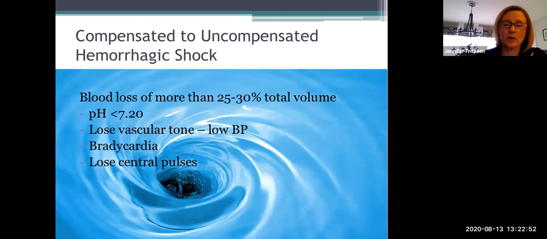Now, when compensated shock moves to uncompensated shock, what is really happening is we've had blood loss of more than 25 to 30% of our total blood volume. When we lose this much blood, your pH is going to go below 7.20. And anytime your pH goes below 7.2, you're going to lose vascular tone. So all that fight, flight, vasoconstriction is going to go away, and that vascular tone is going to become limp. Now we don't have that systemic vascular resistance in order to hold your blood pressure up. So these kids are going to get hypotensive. They're also going to get bradycardic, again, to add to that hypotensive picture. And obviously you will have lost central pulses.